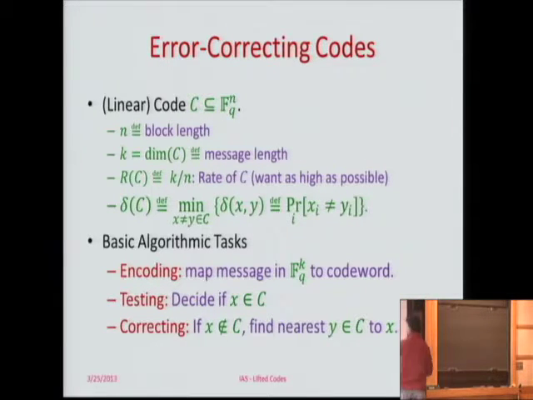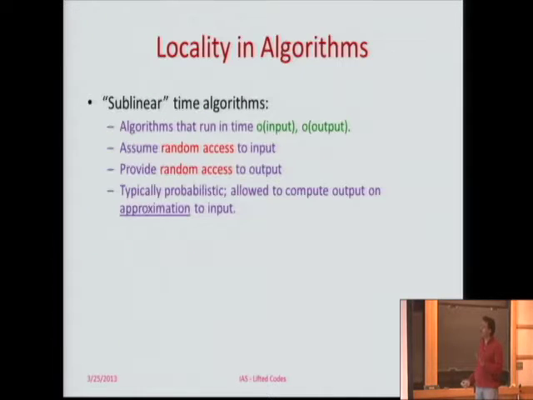The two more tasks of importance to this particular talk are testing, which, given a vector x, you want to decide if it's a member of the code, or correcting, which says, given x which is not a member of the code, find the nearest code word y to x. So these are the basic tasks. Now what we are going to be talking about are locally correctable, locally decodable and locally testable codes.